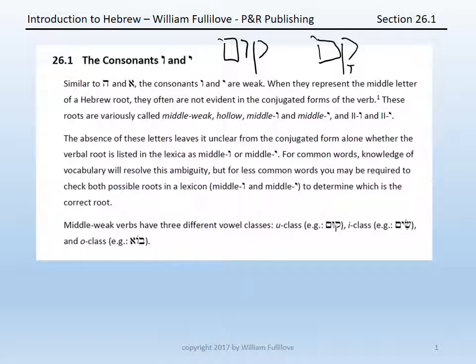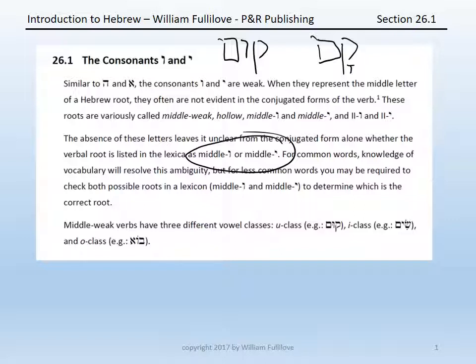The absence of these letters in conjugated forms will often leave it unclear from the form alone whether the verbal root you would need to look up in a lexicon is middle vav or middle yod. In the conjugated forms, they will often look the same.